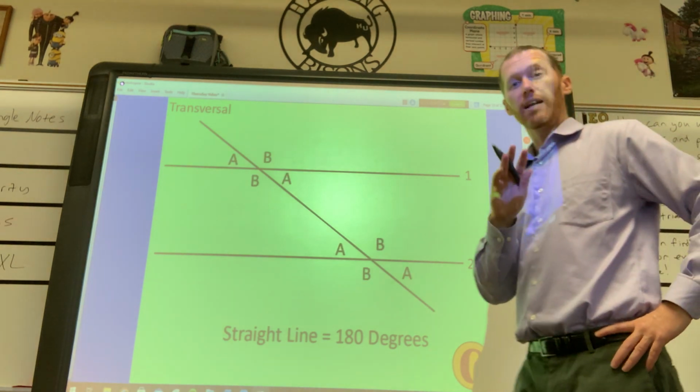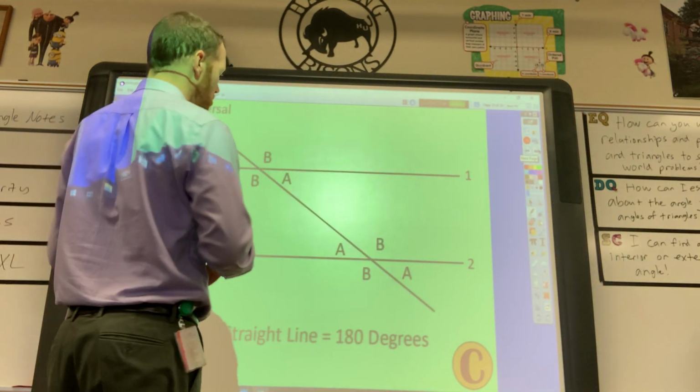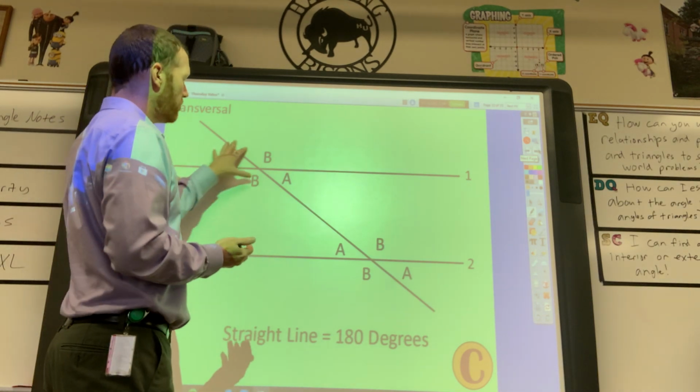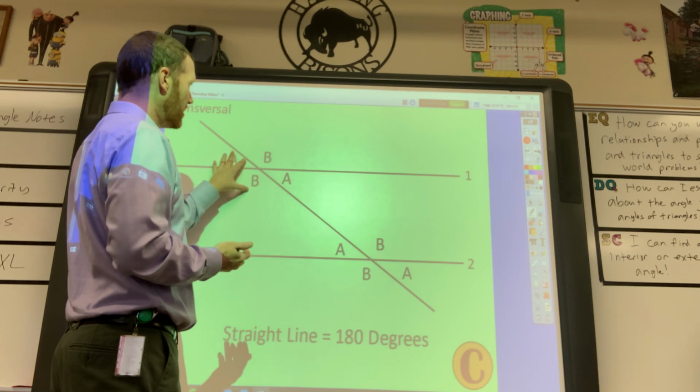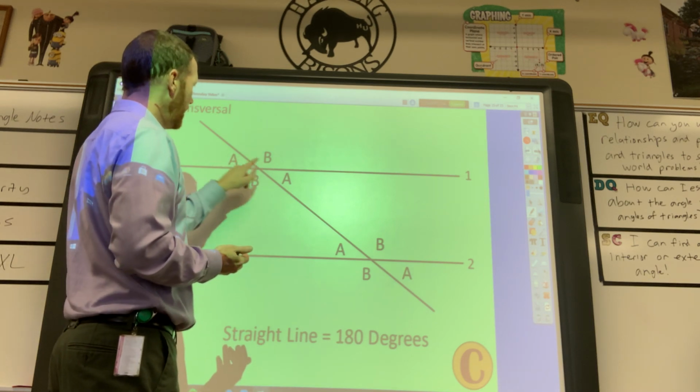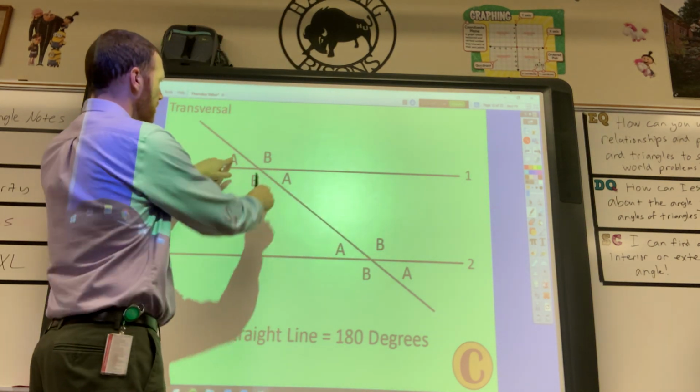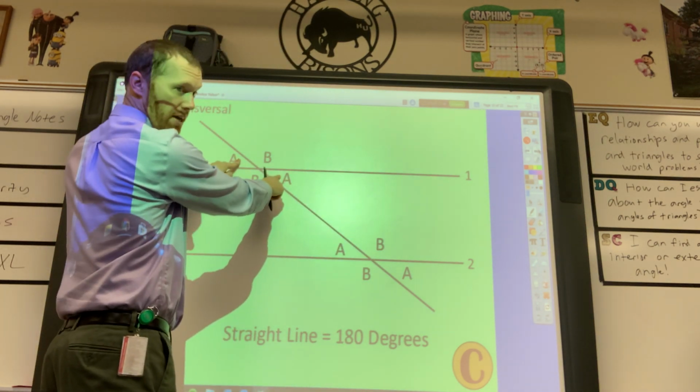Here's something that I'm going to ask you to do that will really help you as you navigate some of the questions that will come from this topic. Whenever you get a transversal, you're going to need to label it: A, A, B, B, and then A, A, B, B. And here's what that means. The A angles are exactly the same.